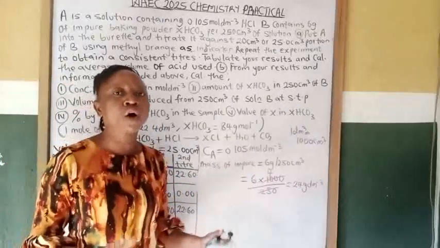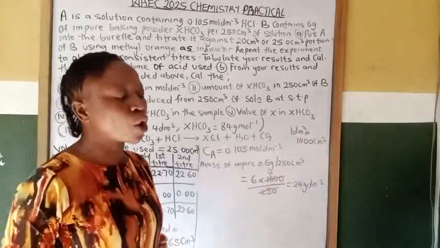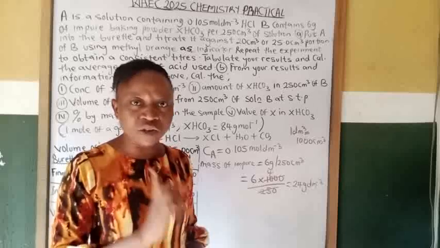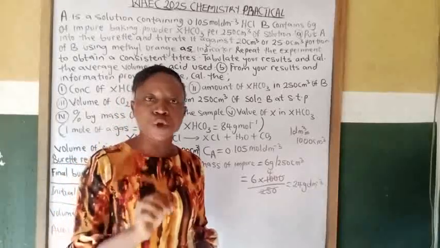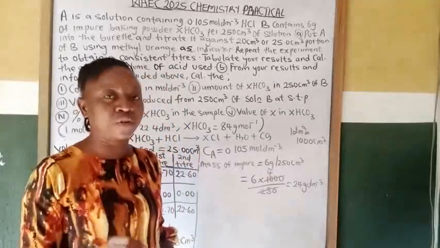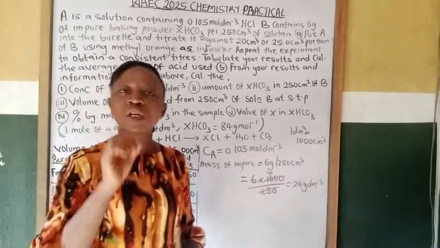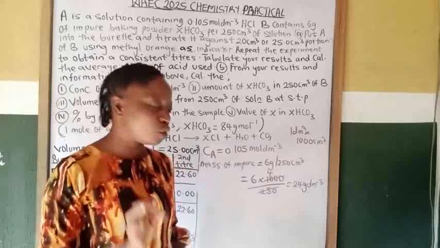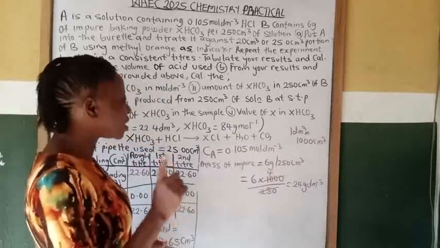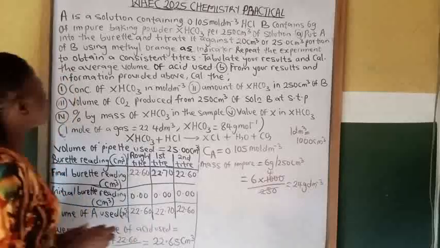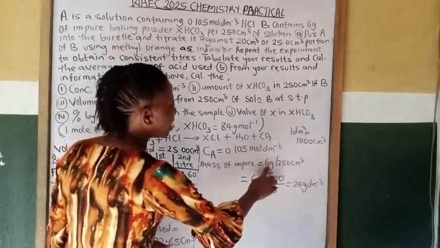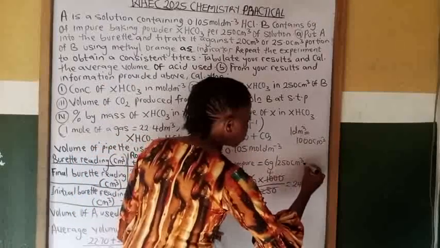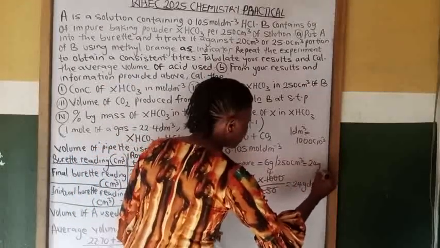Of an impure substance. It is the mass of an impure. Then we don't use the mass of an impure to look for molar concentration. Don't use mass of an impure to calculate the molar concentration of that substance. You can only use it to calculate the percentage purity and the percentage impurity. So we have converted this 6 grams per 250 centimeter cube down to what? To gram per dm cube, which is equal to 24 grams per dm cube.